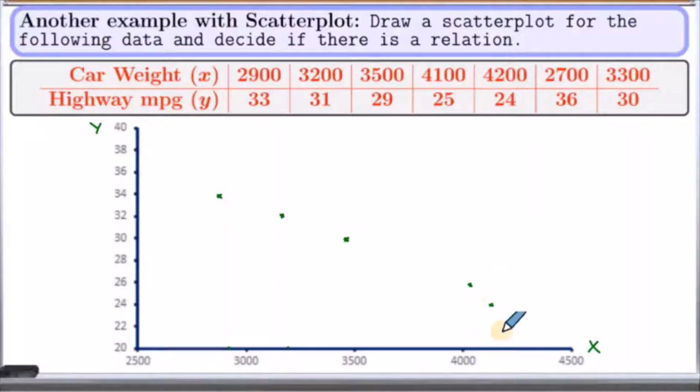And 2736. So 2700 is over here and 36 is over here. And finally, we have 3300 and 30. Let's say that one is over here. So if we look at this scatter plot here, we see that as x values increase, y values decrease.